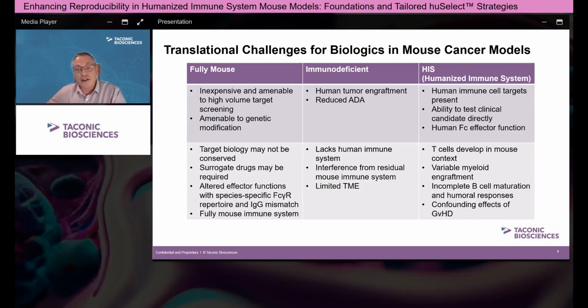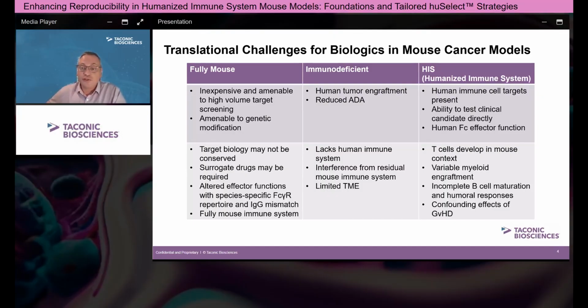On the con side, these are very artificial models. If we're talking about hematopoietic stem cell based models, these are models in which the T cells that emerge within the mouse develop in that mouse context and are educated within the mouse thymus.